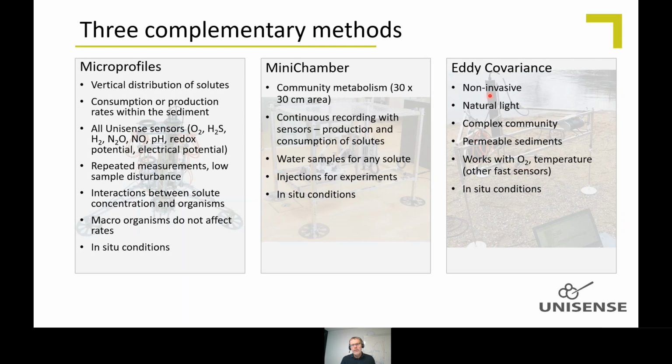The eddy covariance is the most non-invasive of them all, because it really doesn't touch what it is measuring. It has natural light, there's no shading, so you can analyze annual or diurnal cycles very easily. You can work with very complex communities, also permeable sediments where there's a pore water flow through the sediments. That would, in most cases, be cancelled out if you use a flux chamber lander, but you will see it with the profiling system. Then you can work generally with oxygen sensors, also with temperature and sulfide sensors and other fast sensors, very much under in situ conditions.